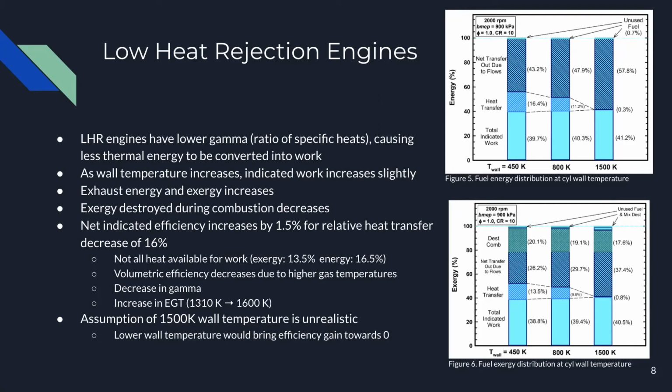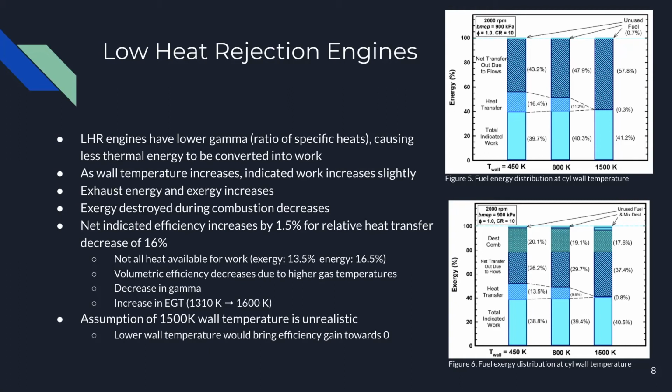The average gas temperature is increased, as I mentioned before, but due to this, the volumetric efficiency of the engine is decreased slightly just because there's less mass coming into the engine. The decreased gamma could also result in this, as well as the increase in EGT, which will account for a significant portion of that energy. So in figure 5, you can see that about 43% of the energy is put out through the exhaust gas, while at 1500 Kelvin, it moves all the way up to about 58%. And that's just due to the increase in temperature through the exhaust gas.